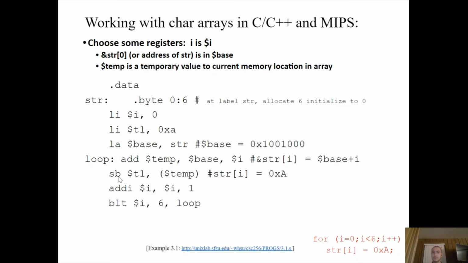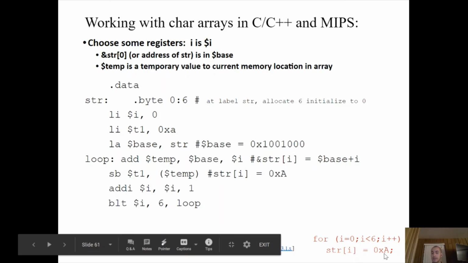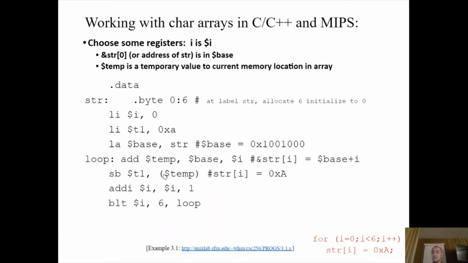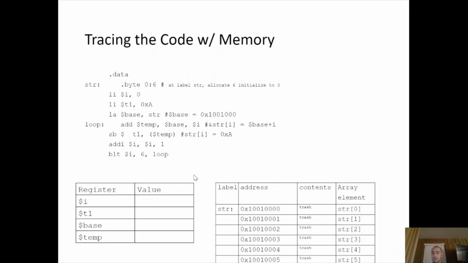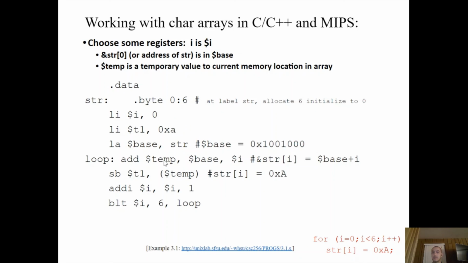And then the next thing that we are doing is a store byte. So if you recall, a store byte takes some value from your register to your memory. So this is the value that we want to save. This is T1, that's the number 10, or hex A. So that is what we are saving, T1. And where are we saving it? We are saving it in the memory location that is pointed to by temp, and that temp being our ith element that is calculated here dynamically.